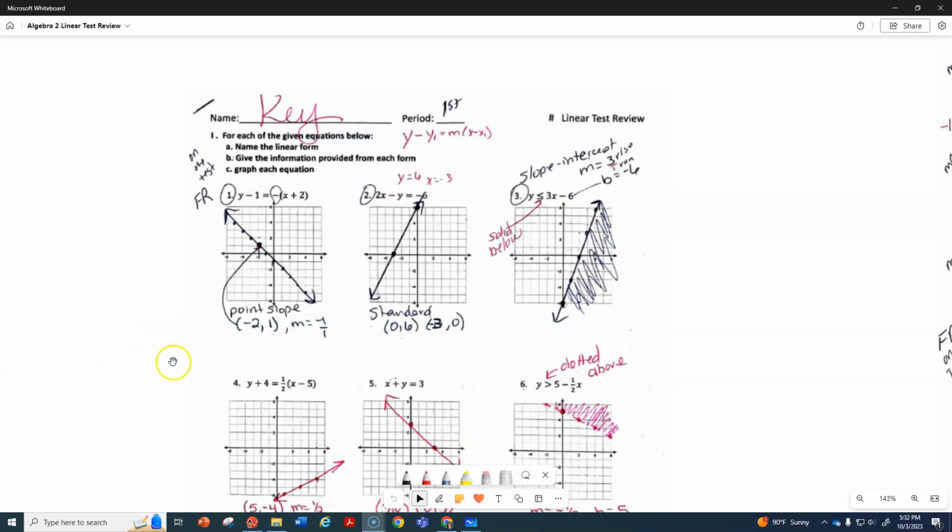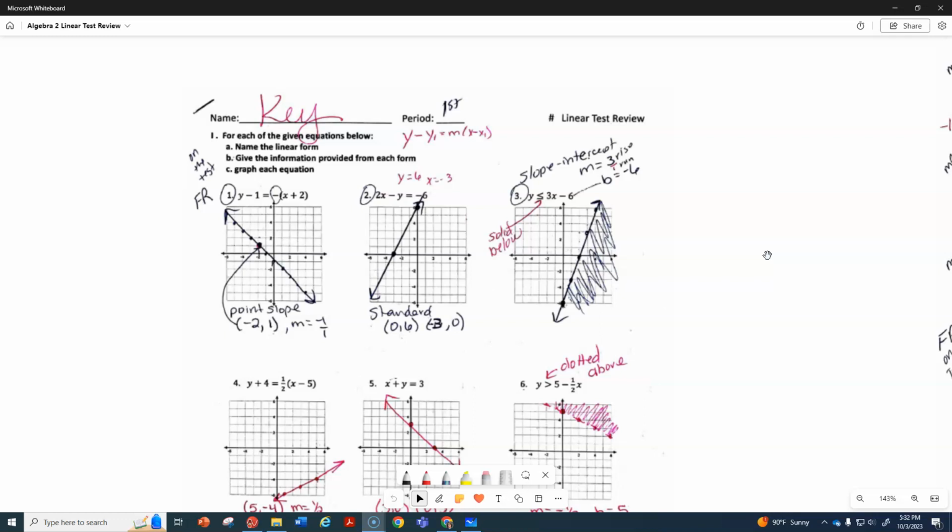All right, so I expect you to check your answer key. Check your work with my answer key. I'm giving you fair warning. If I did it, however I'm doing these problems, that's what I expect to see on your test.